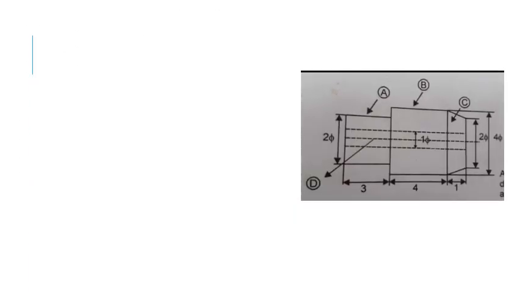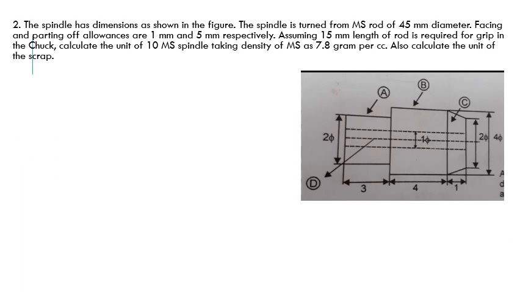Let us go to the second problem. The figure is given here. This is a spindle, and it was turned from MS rod of 45 mm dia, and facing and parting allowances are 1 millimeter and 5 millimeter respectively. Assuming 15 mm length of rod is required for grip in the chuck, calculate the unit of the MS spindle, taking density of MS as 7.8 grams per cc. Also calculate the unit of the scrap.